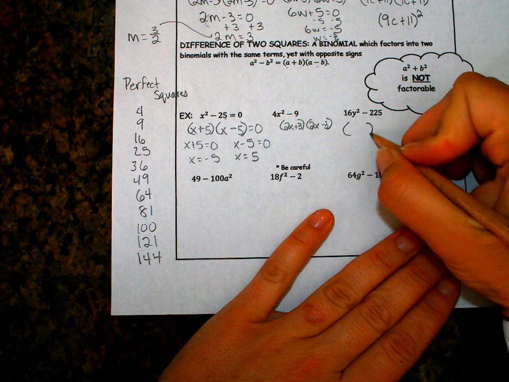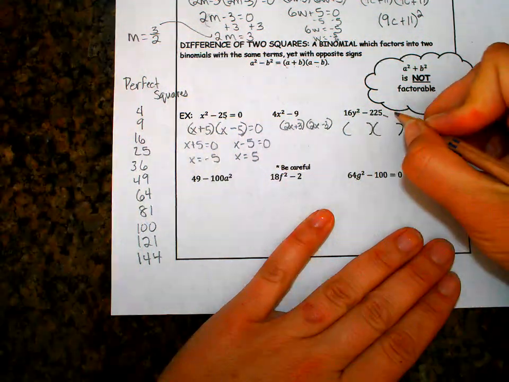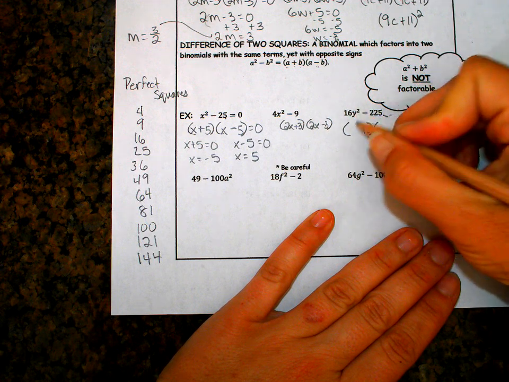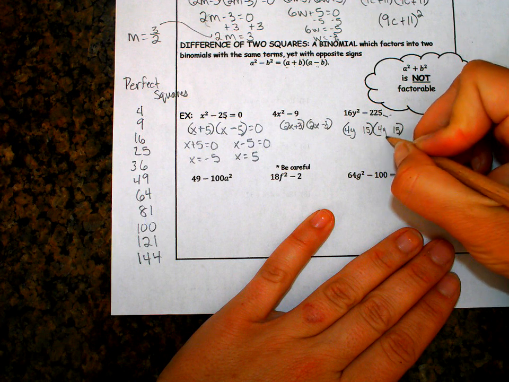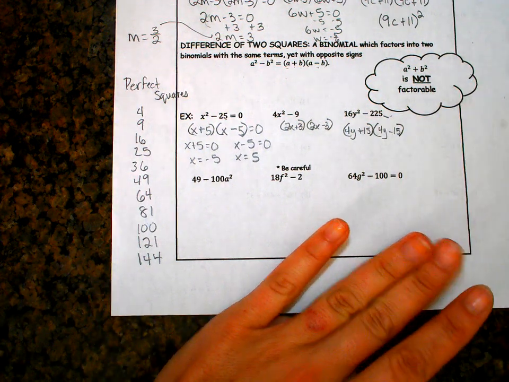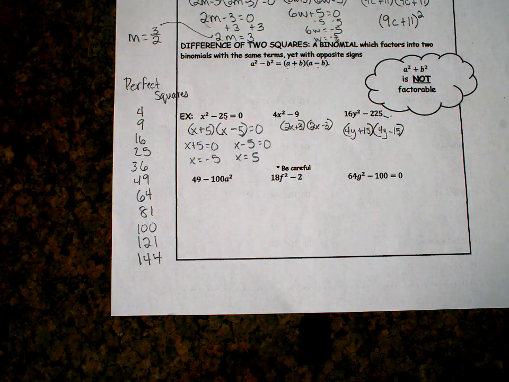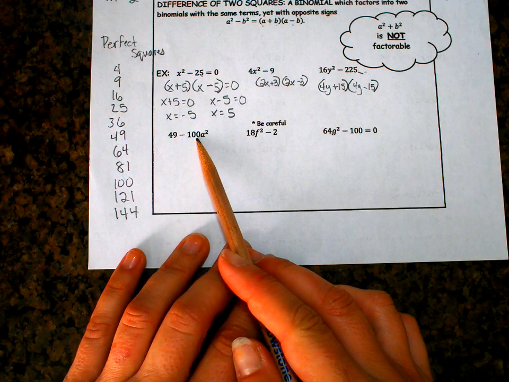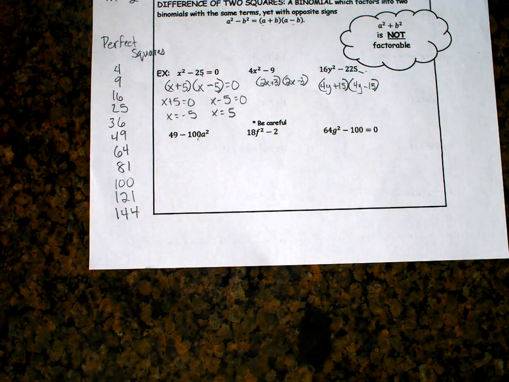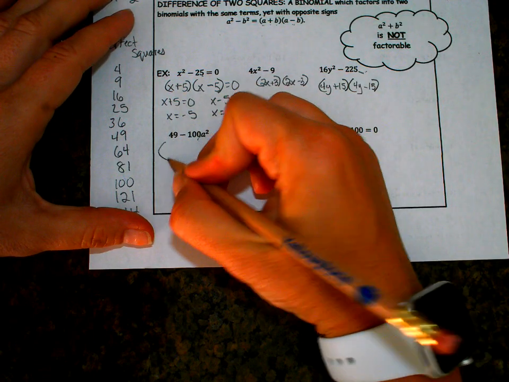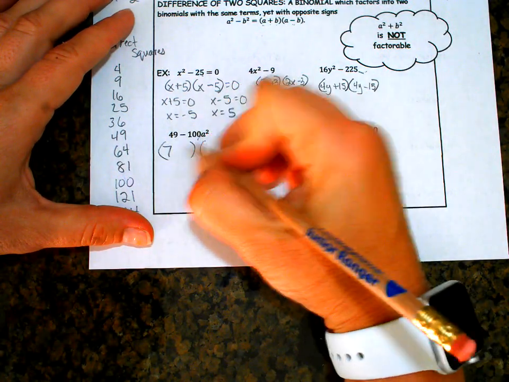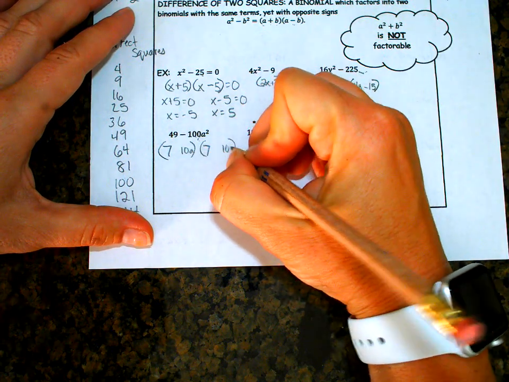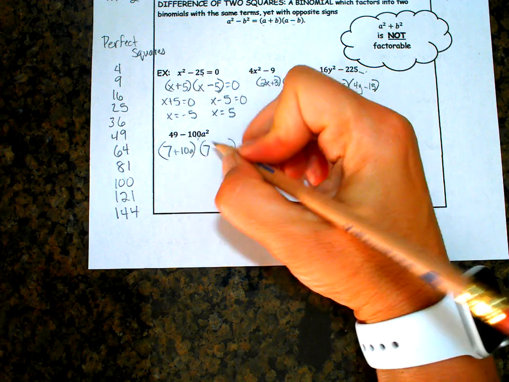16 is a perfect square. 225. 225, guys. 15 times 15. 16. 4 and 4. Difference of squares plus minus. Okay? Even if something's written backwards, right? I can still do it. 49. 100. 10a. And then it's going to be plus minus.